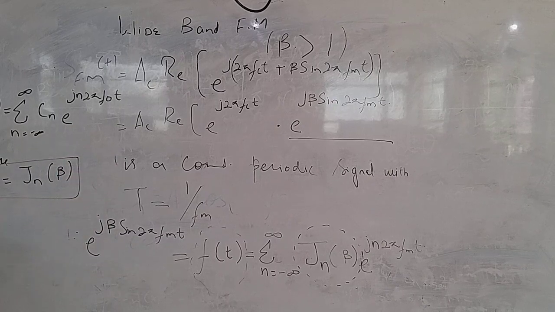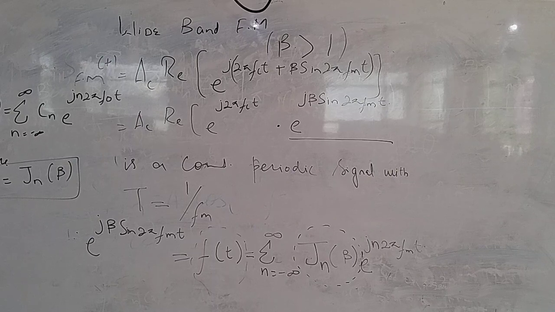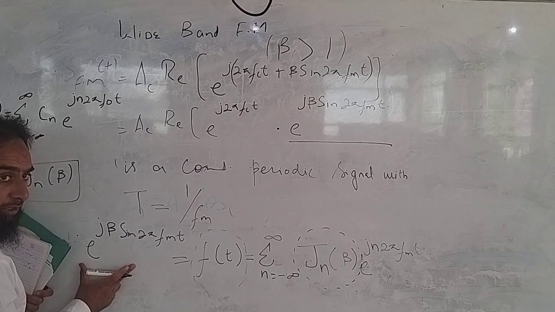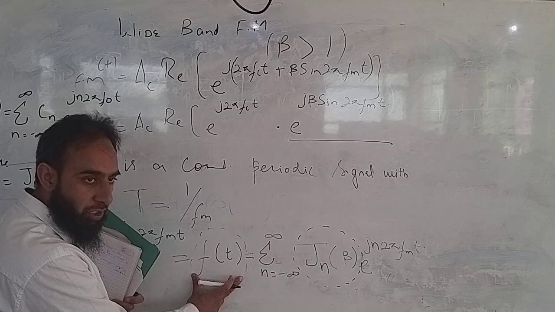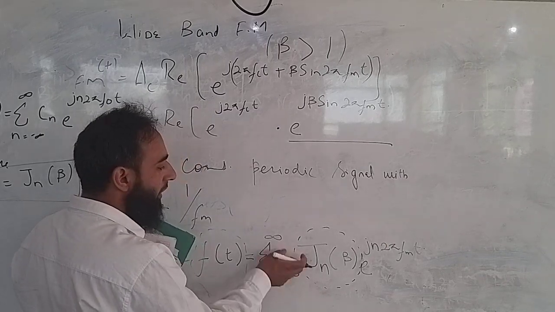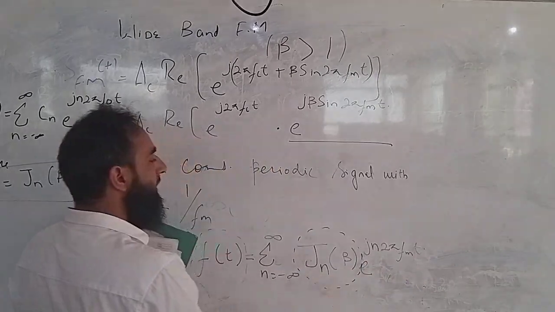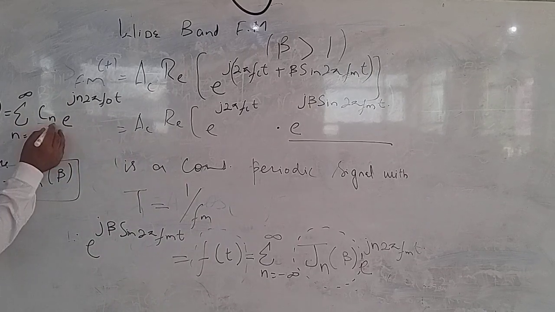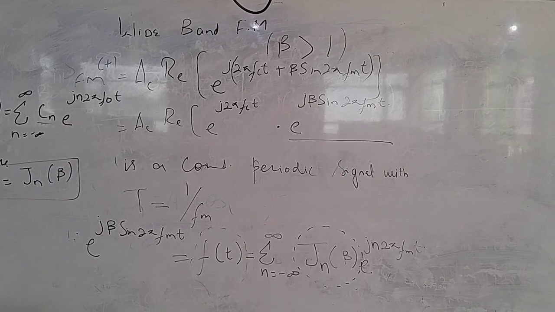For this case, we derive it, but I have skipped the derivation for you because that will unnecessarily take us in a different direction. So this is a continuous periodic signal. We can represent this by the exponential Fourier series given by F of t, summation from minus infinity to infinity of Cn e raised to j 2 pi Fm t. But for this case, Cn is equal to Jn of beta. Cn is the constant.